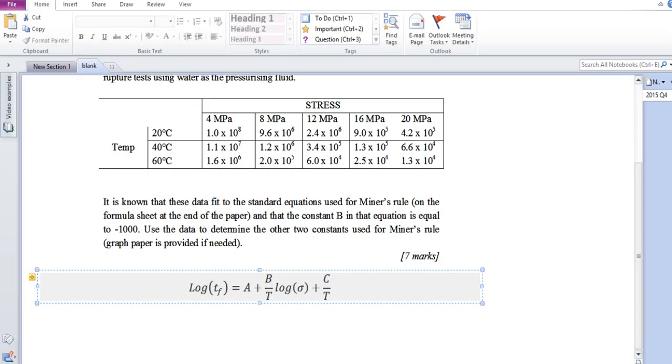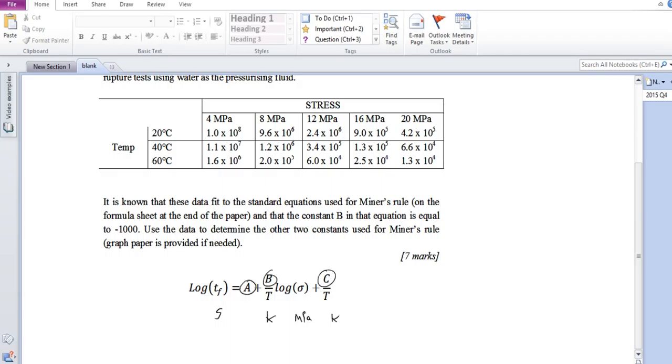So I've copied this from the formula sheet at the end of the exam up here. What we have is the log of the time to failure in seconds is equal to A, some constant, plus B divided by T, where T is in Kelvin, times log sigma. In this case sigma, the stress, is in megapascals, and T is in Kelvin as well. So we have three constants that need to be found.